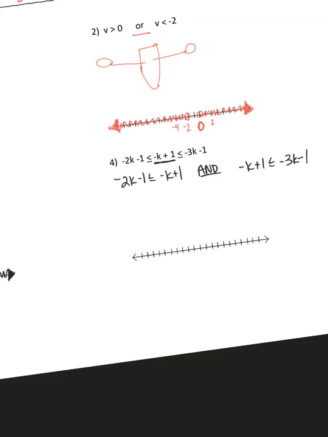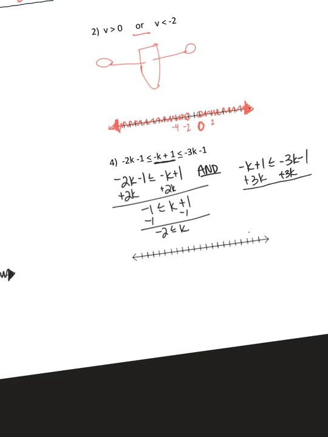Okay, so we're going to solve for k in each one of these inequalities. So the first thing I'm going to do actually is move my 2k over here. And so I've got negative 1 is less than or equal to negative k plus 2k is 1k plus 1. And then I'm going to subtract 1 from both sides. And I've got negative 2 is less than or equal to k. Okay, on the other side, I'm going to add my 3k over here.